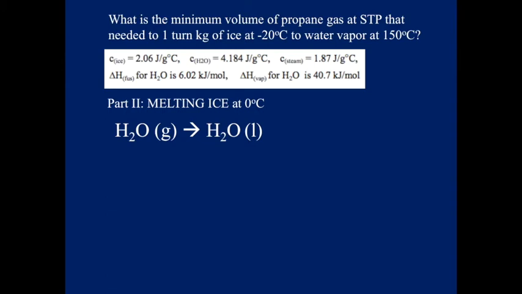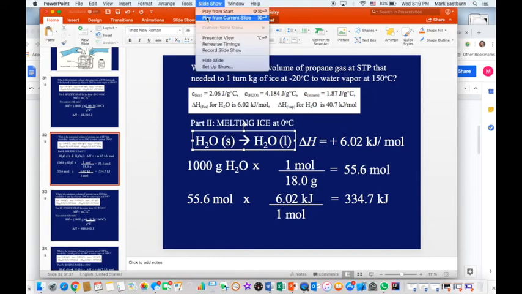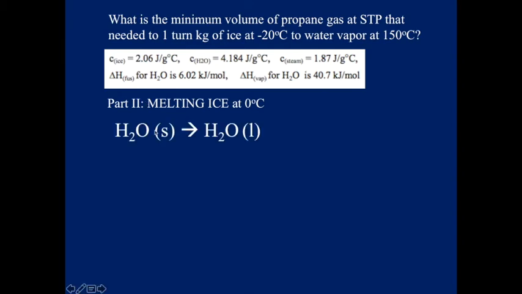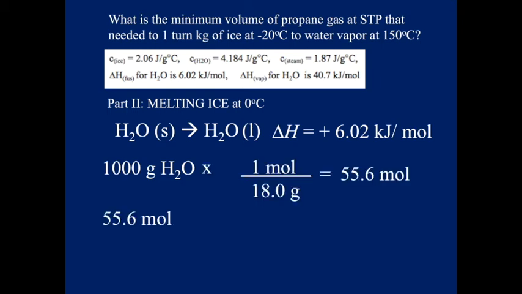that's a mistake. So this is a solid. I'm taking solid ice, turning it into liquid water at 0 degrees Celsius. And my heat of fusion is 6.02 kilojoules per mole. That's 1,000 grams of water. I need to find out how many moles that is. 55.6 moles. Same thing like any other stoichiometry problem.